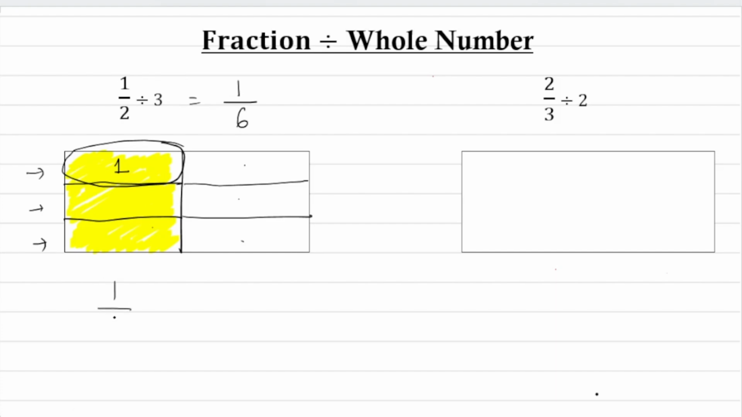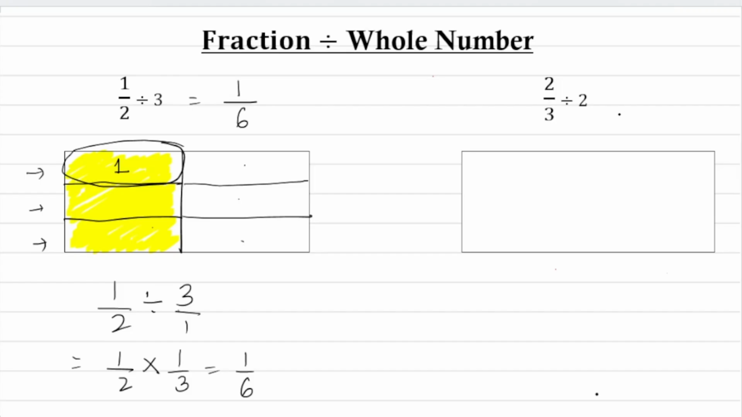And if you use the rule, keep, change this divide to multiply, and flip this 3. So what is the denominator of 3? It's basically 1. So when you flip it, it's 1/3, and of course your answer is 1/6. So that's why this answer is 1/6. Let's do the next one.